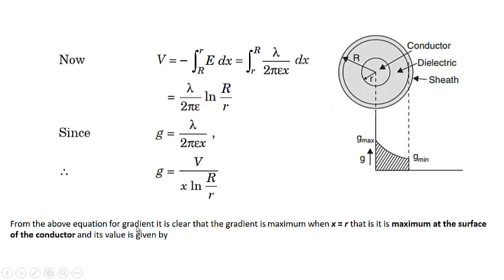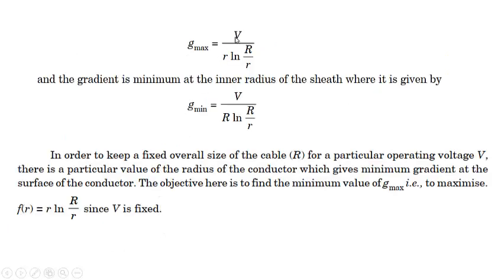From the above equation for the gradient, it's clear that the gradient is maximum when x is equal to r, because our region of interest is from small r to capital R. When x is equal to small r, the gradient will be maximum because x has the least value. When x has its maximum value, capital R, then g will have a minimum value. So the gradient has a maximum at x equal to r, that is at the surface of the conductor, and its value is given by this. Gmax is equal to V divided by r ln of R by r, and Gmin is equal to V divided by R ln of R by r.